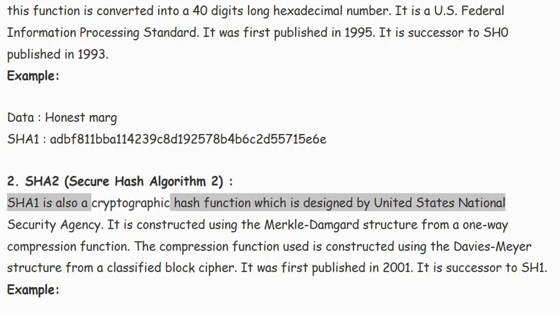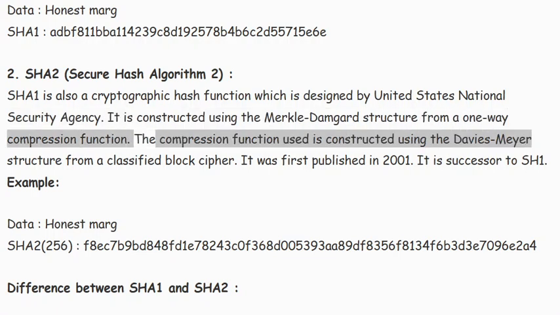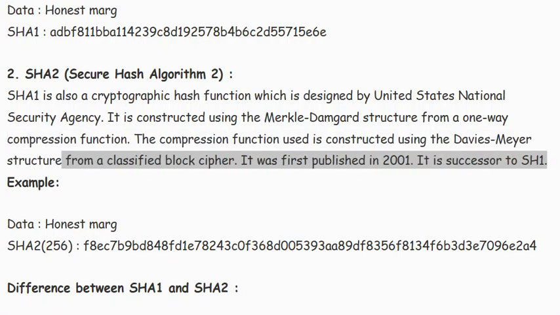2. SHA2, Secure Hash Algorithm 2. SHA2 is also a cryptographic hash function which is designed by United States National Security Agency. It is constructed using the Merkle-Damgard structure from a one-way compression function. The compression function used is constructed using the Davies-Meyer structure from a classified block cipher.